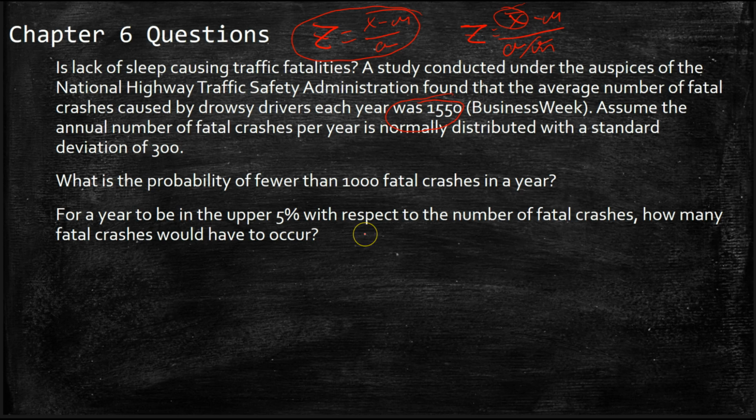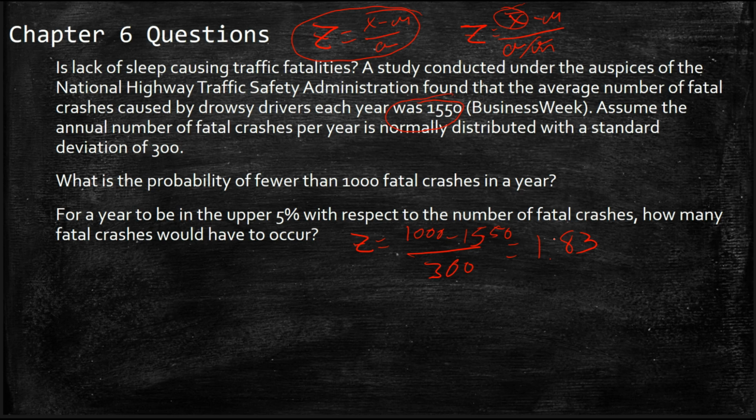Fewer than 1,000? Well, what I need to do, I need to solve for z, where z is equal to 1,000 minus 1,550 divided by the standard deviation of 300. And when I do that math, I get to a z-score of 1.83. And so now I need to go in and look that up. I need to figure out what is the p-value associated with 1.83, blue shift z to p, and I get to 0.9664. But what I care about, what is the probability that fewer than 1,000 fatal crashes would occur, right?